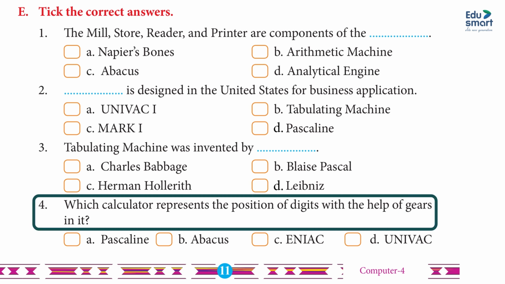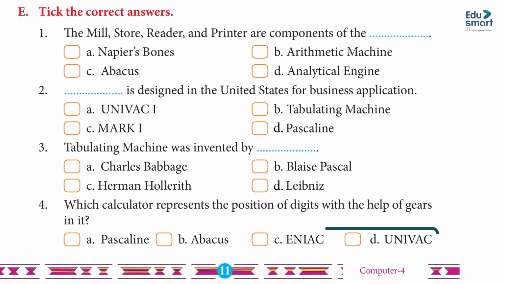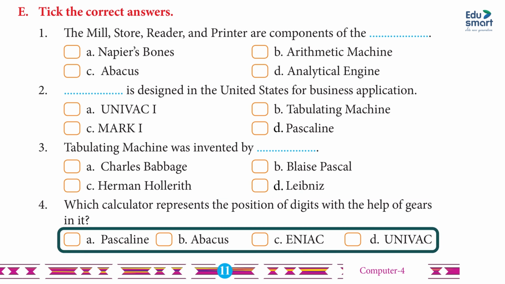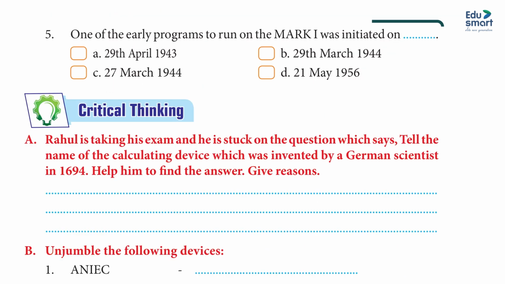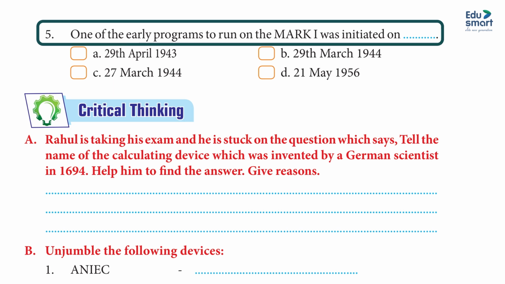4. Which calculator represents the position of digits with the help of gears in it? A. Pascaline. B. Abacus. C. ENIAC. D. UNIVAC. Answer: A. Pascaline. 5. One of the early programs to run on the Mark I was initiated on dash.